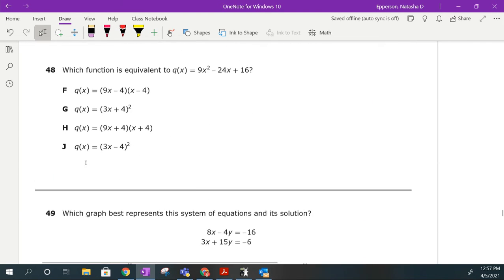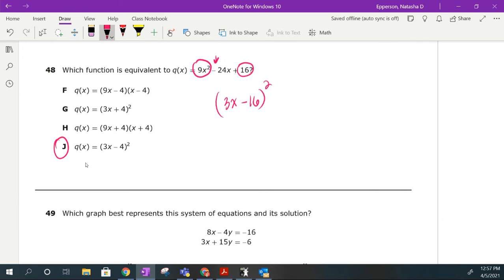Number 48, which is equivalent to which function. So if I look at my answer choices, they are in factored form. Okay, so there's a couple things that I notice here. One thing I noticed is that this term here is a perfect square. I also know that this is a perfect square. And if I understand the rules of perfect squares, that probably tells me that this is actually 3x minus 16 and it's squared. So I think that that's my answer, number J.